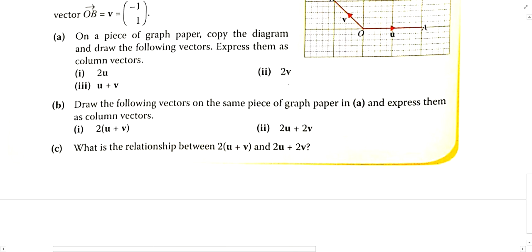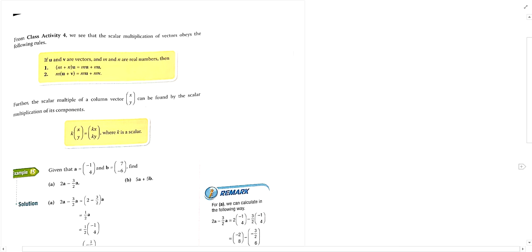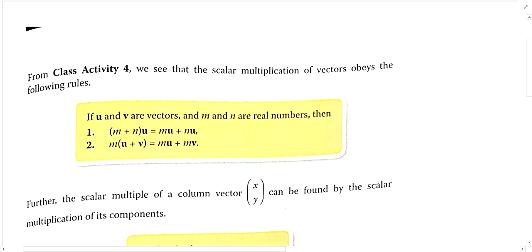Okay, next. Here we have more relationships. Let me repeat. They are very similar to what we have already learned. U and V, they are vectors. M and N, they are real numbers. So this part, scalar. This portion, vectors.